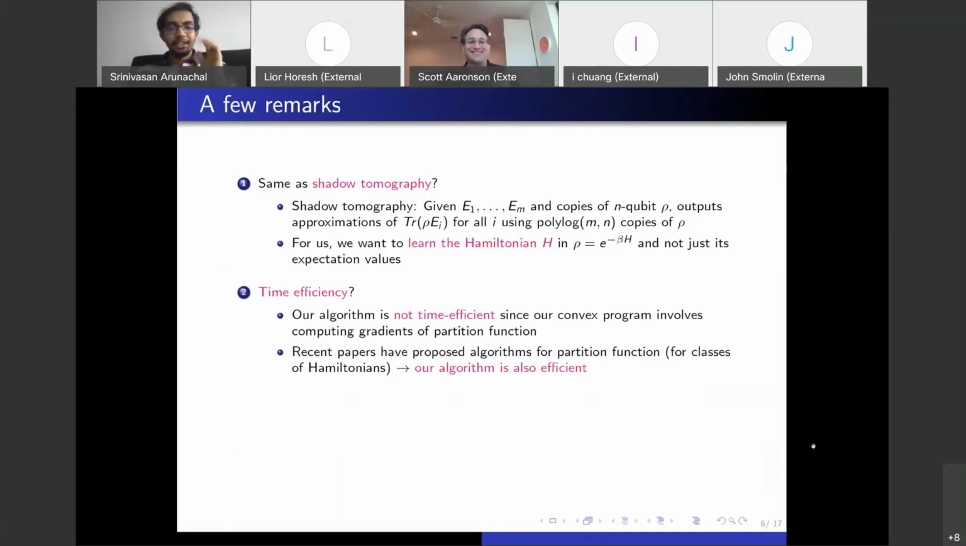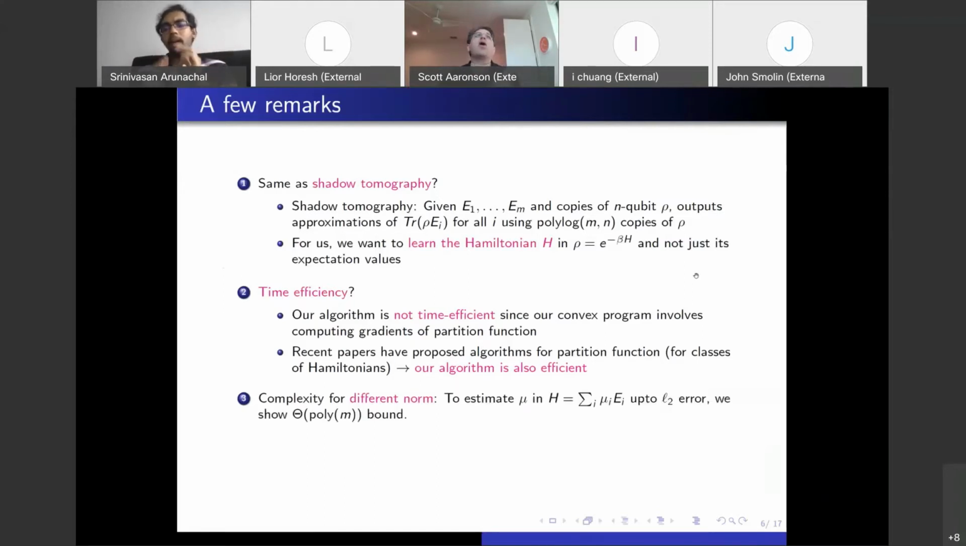So that's the time complexity, and the next statement is, earlier I said that you would like to learn this interaction strength mu in L2 distance, but if you look at classical learning, they learn everything in L infinity distance. And unfortunately, we are not able to do that. All that we can do is learn these coefficients mu up to small L2 error. I'll come back again to this at the end of the talk.